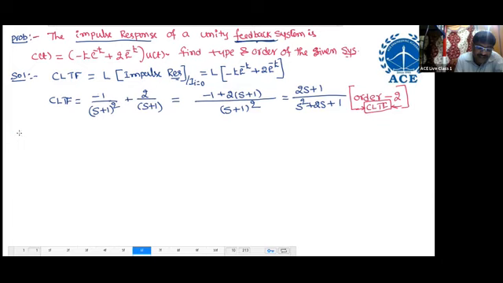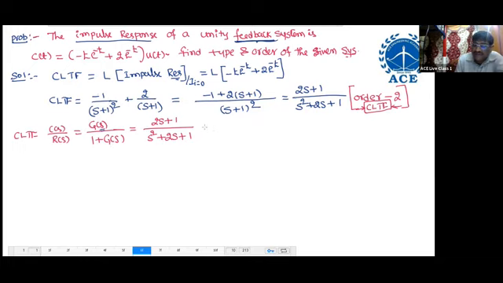What we have is the closed loop transfer function. So C of S by R of S, for unity feedback, equals G of S by (1 plus G of S), and that equals what you got: (2S plus 1) by (S square plus 2S plus 1). This is the closed loop transfer function. From this we want the open loop transfer function, that means G of S.